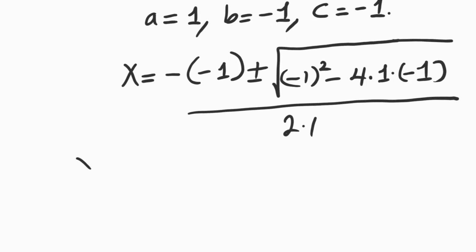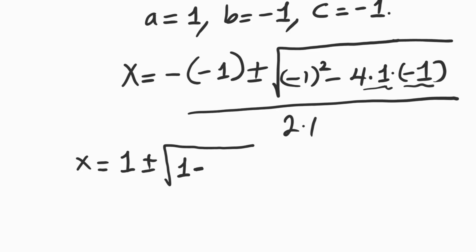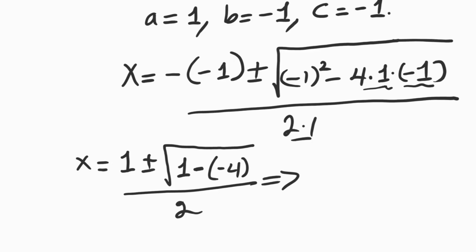Okay, so now x is equal to minus times minus gives us positive, plus or minus square root of minus 1 squared is 1, minus 4 times 1 times minus 1 is minus 4, divided by 2 times 1 is 2. Now this becomes 1 plus or minus.